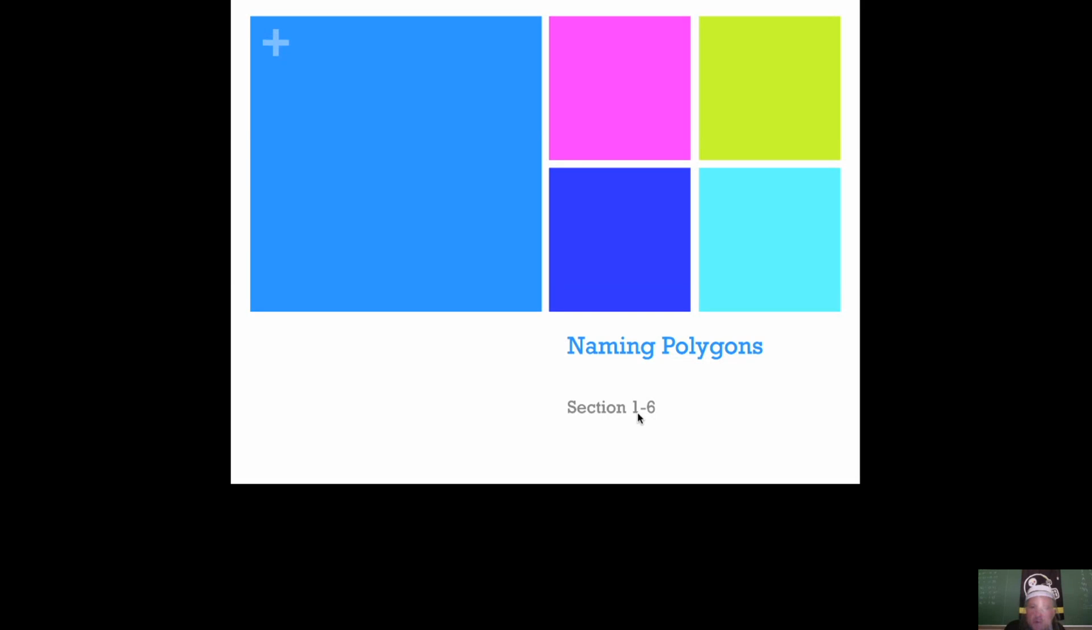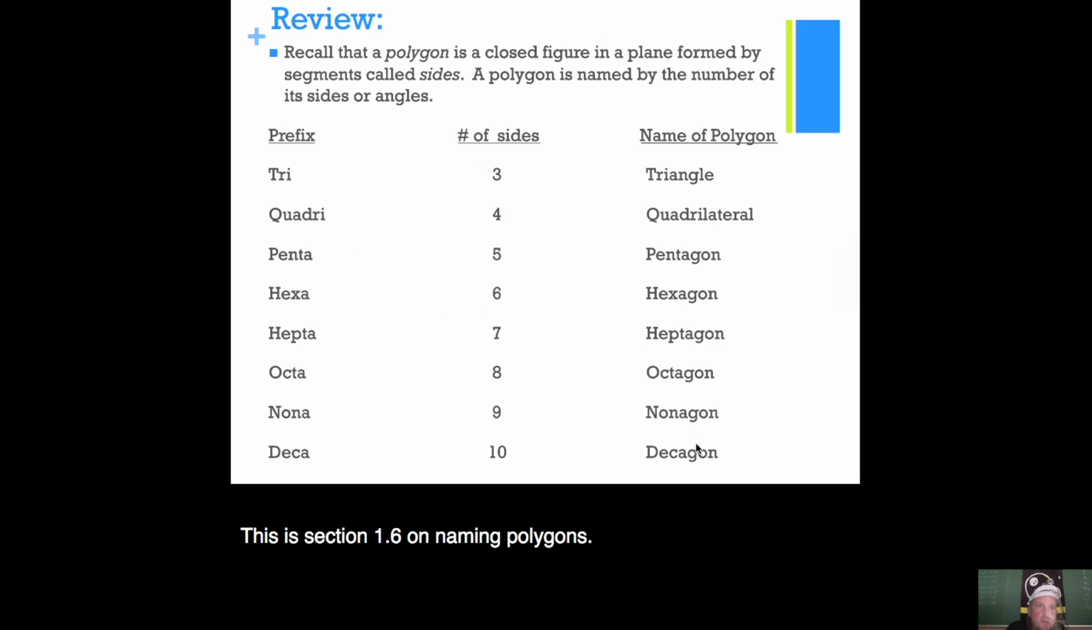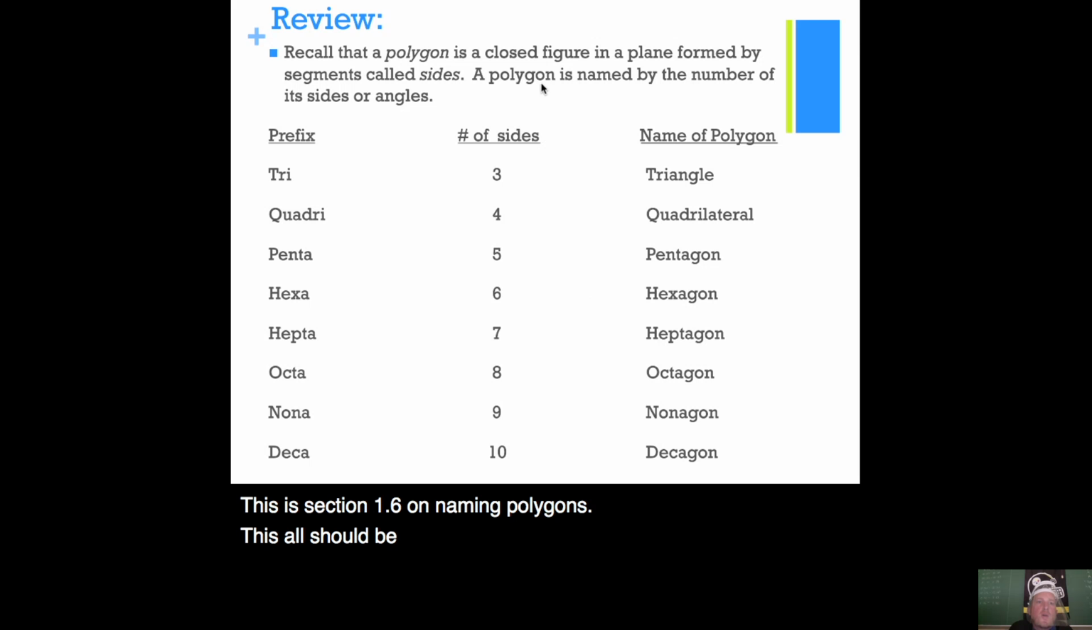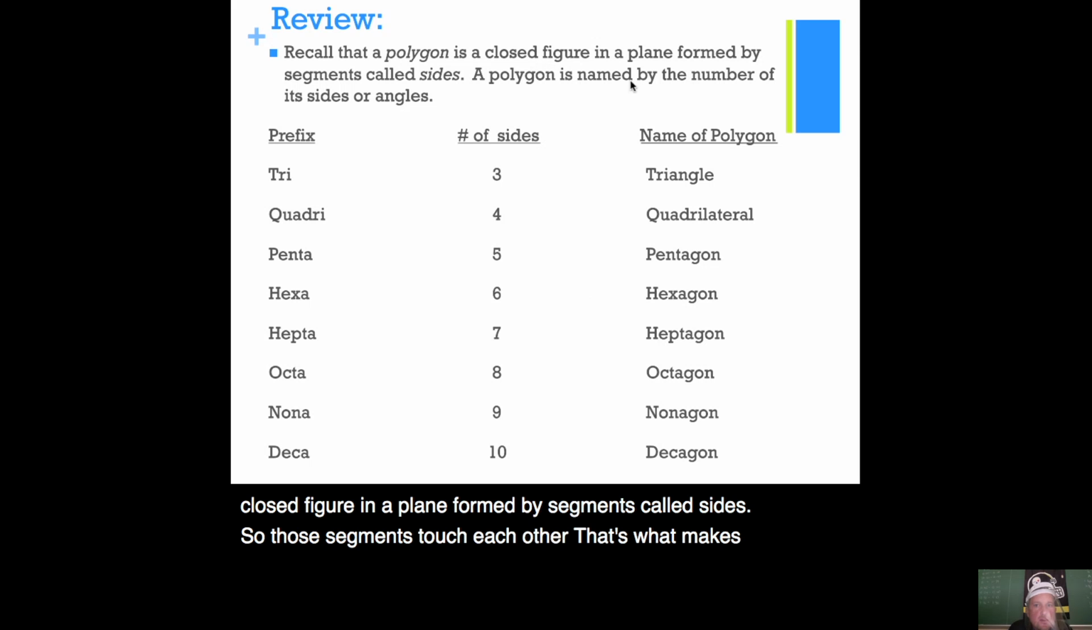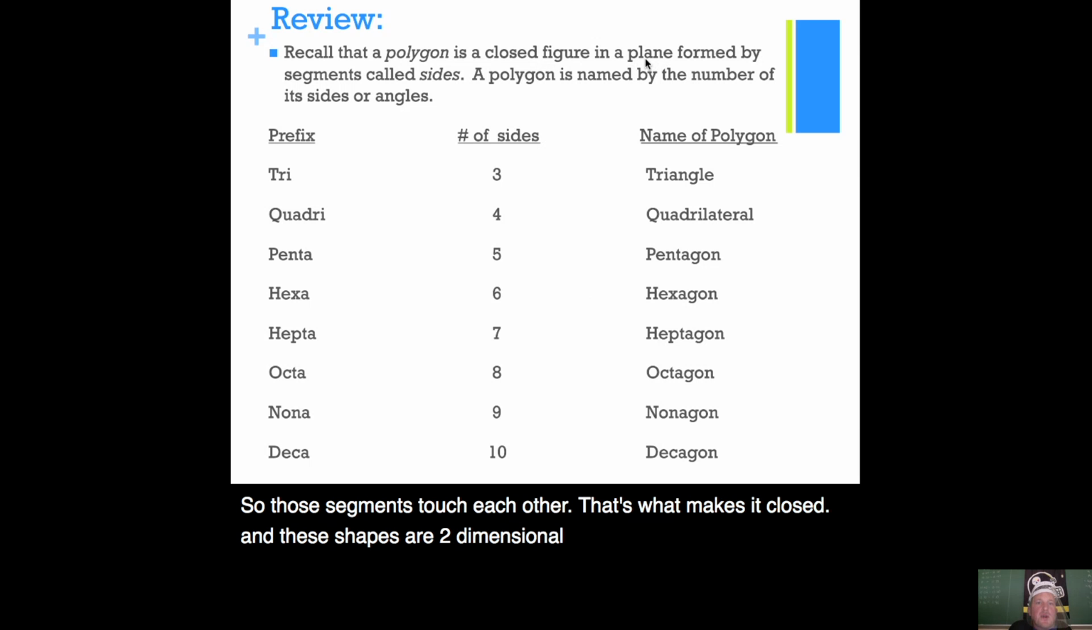This is section 1.6. It's on naming polygons. This all should be reviewed. We're going to recall that a polygon is a closed figure in a plane formed by segments called sides. So those segments touch each other. That's what makes it closed. And these shapes are two-dimensional. That's why we say they're in a plane.